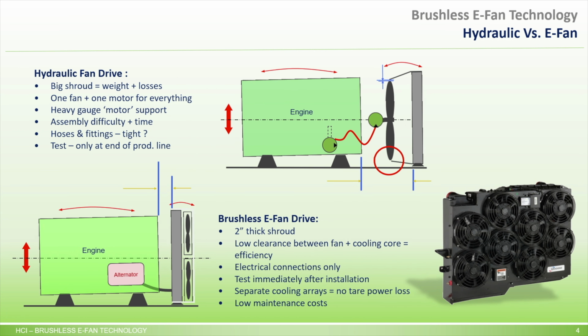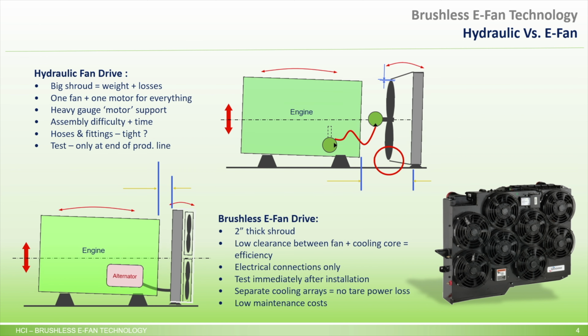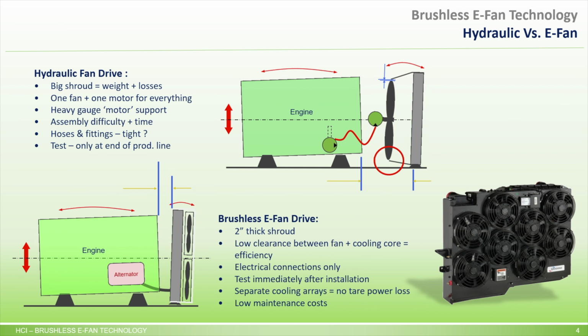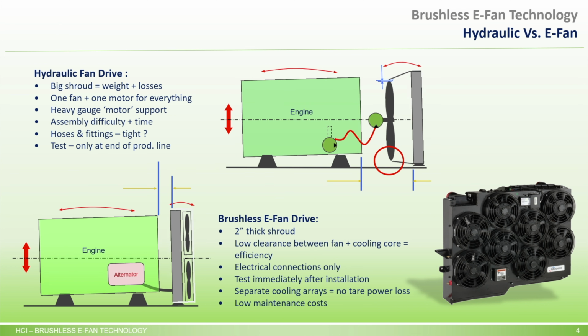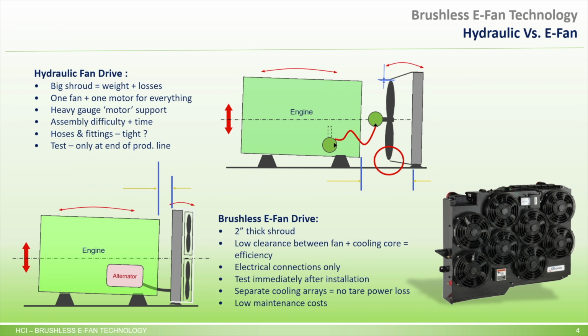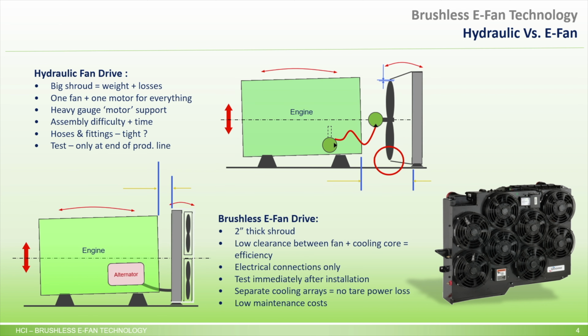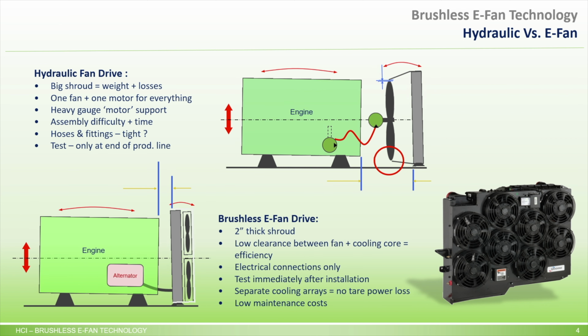Now let's look at some key reasons for choosing variable speed electric fan drives over hydraulic. The key negative takeaways for hydraulic fan drives is that they take a lot of space, they're very labor intensive, they have high maintenance requirements, and one fan is used to cool all cooling systems, which means the fan will run at whichever cooling system has the highest demand. We'll touch base on that a little bit later. Also, this system can only be tested after being fully installed.